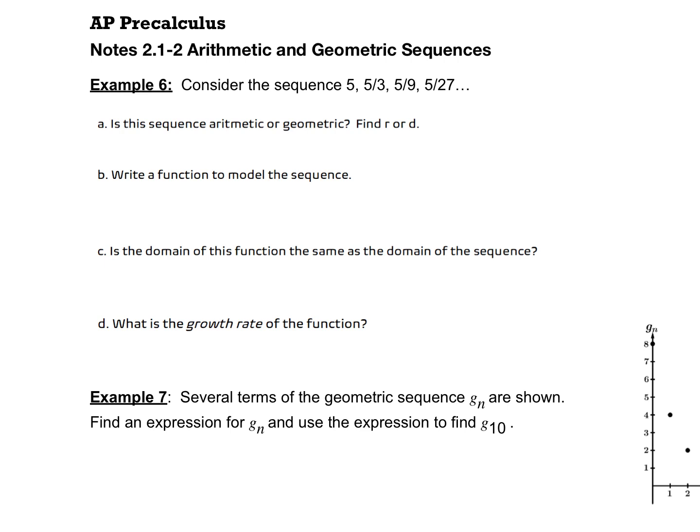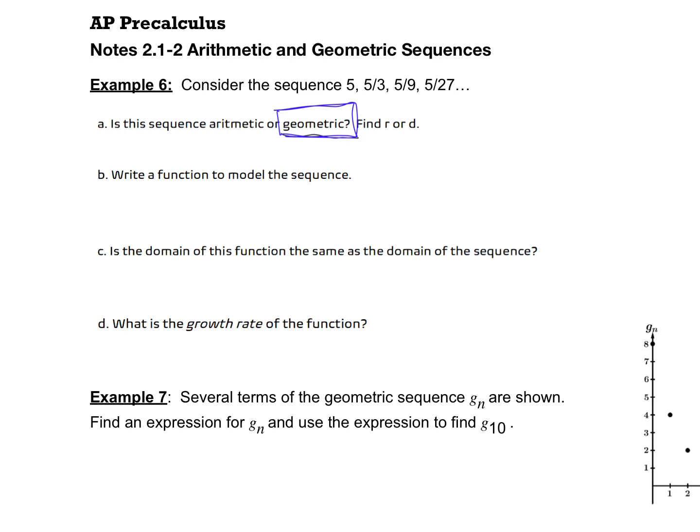So consider the sequence 5, 5/3, 5/9, 5/27. Is it arithmetic or geometric? It's geometric, okay? Now, I will tell you not to just assume that every sequence that has fractions in it is going to be geometric. Sometimes it won't be, all right? But this one is.